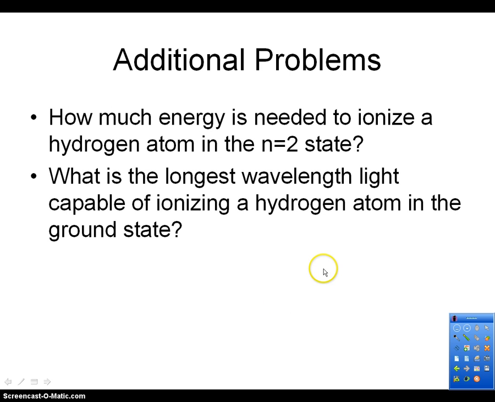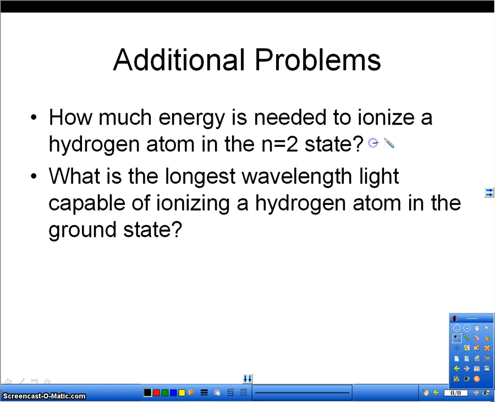So we're going to do a few more examples. I'm actually going to ask you guys to do these on your own. How much energy is needed to ionize an atom? That means you have to take it from the n equals 2 state, which I believe was negative 3.4 electron volts. You have to get it completely out of the atom. So you're going to take it from n equals 2 out to n equals infinity, right? So you're going to completely take it out of the atom. So you can figure out how much energy you would need to do that.